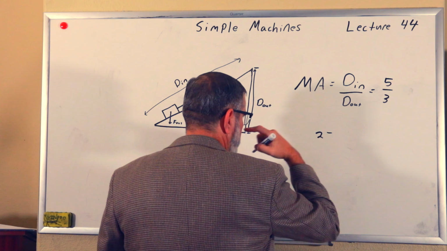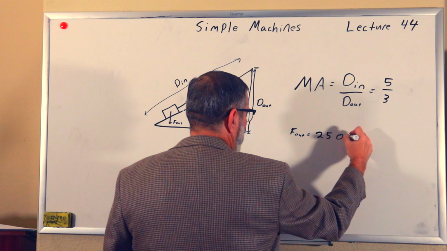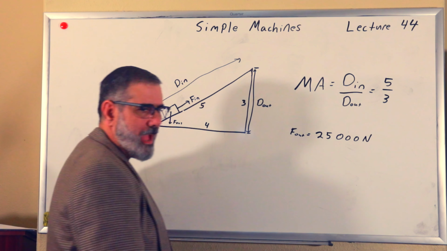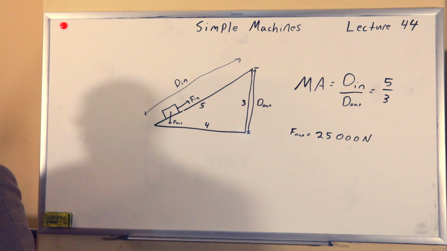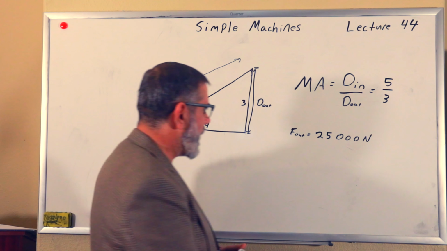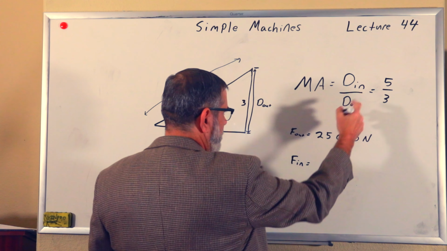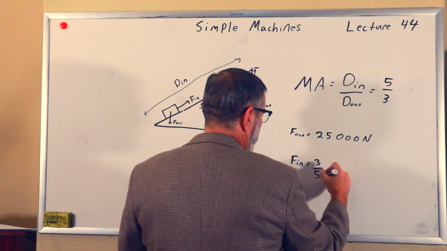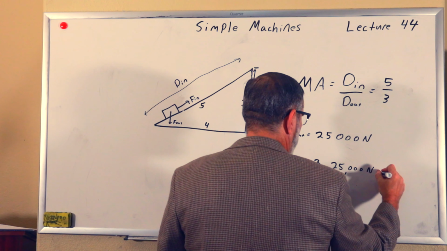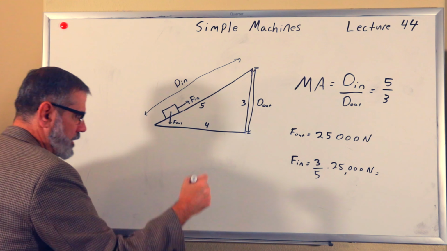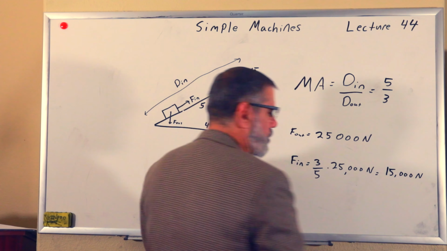So F out needs to be 25,000 newtons for the average stone in the pyramid. And so you could divide that by the mechanical advantage to figure out what the F in needs to be. If you divide that by 5/3, the same thing as multiplying 25,000 newtons by 3/5, that would give us 15,000 newtons that we have to push.